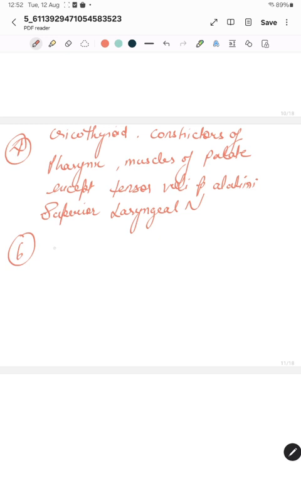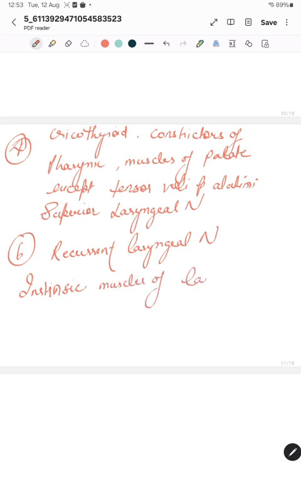Sixth arch nerve is the recurrent laryngeal nerve. And the muscles will be the intrinsic muscles of larynx, except cricothyroid, because we have already seen it is the muscle of the fourth arch, cricothyroid.